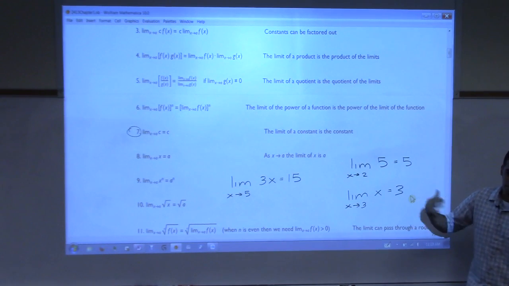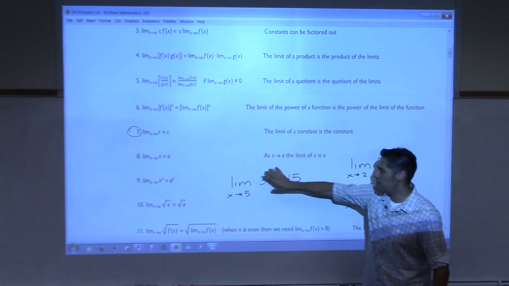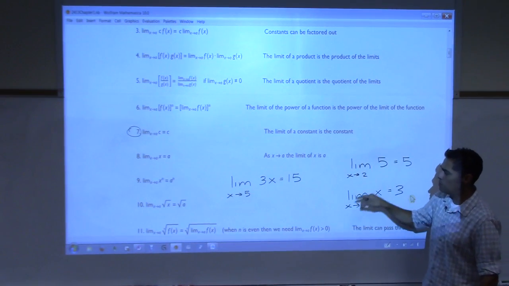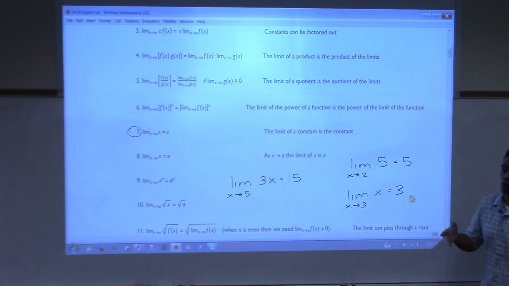But now we're going to build up to more complicated problems where the thing in here is going to be kind of nasty. And when we try to plug in, like x going to 3 or x going to 2 or x going to 5, something really bad happens. And we need to see if we can find a workaround. All right?